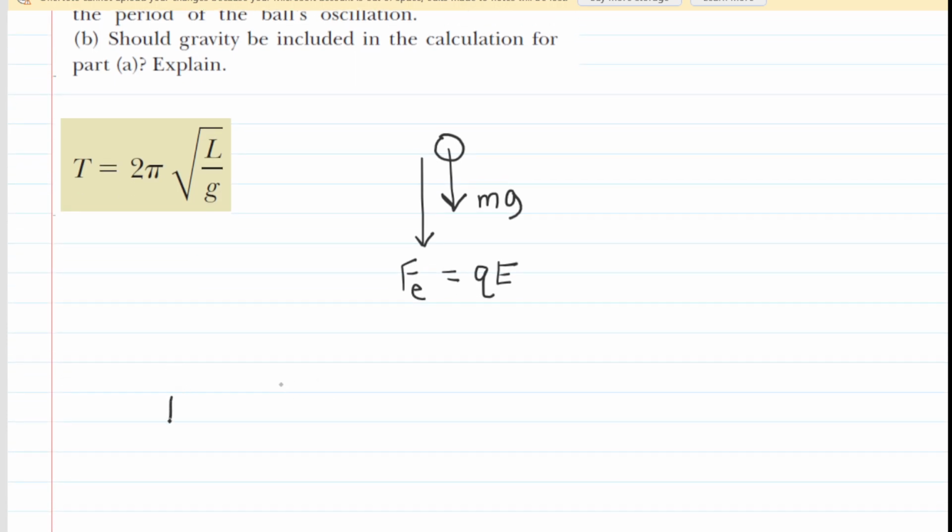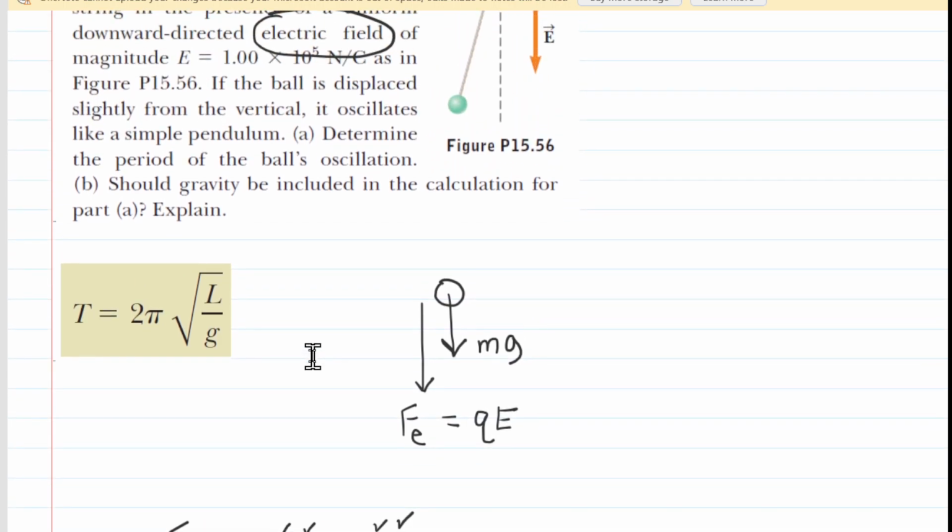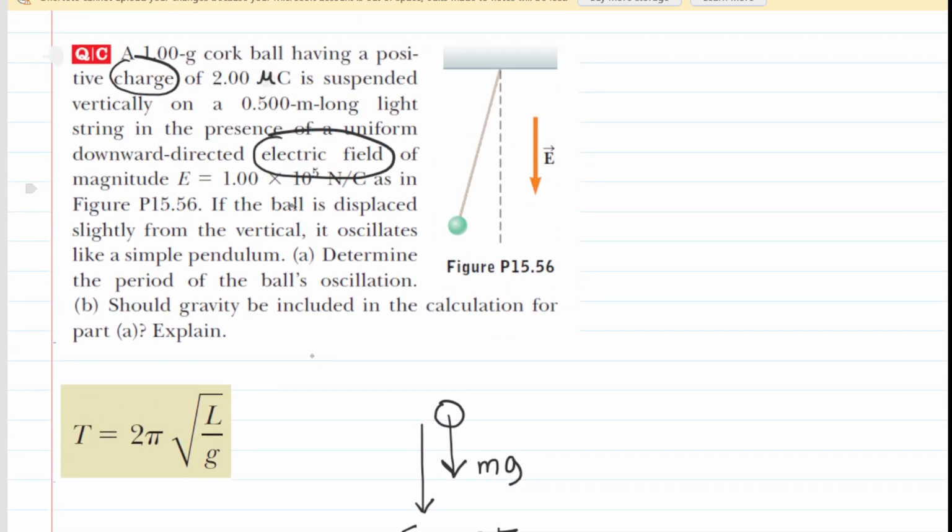So for the downward force, which we might just call F sub d for downward force, that is going to equal mg plus the value of QE. Now, we were given the mass of the ball. We know g is 9.8. We know the charge as well as the electric field. We just have to make sure that we convert those values into their standard unit.